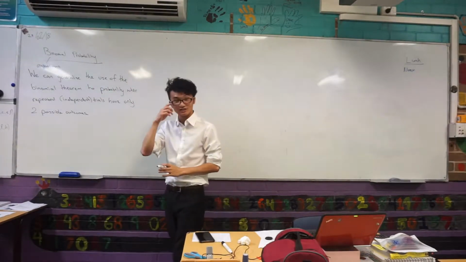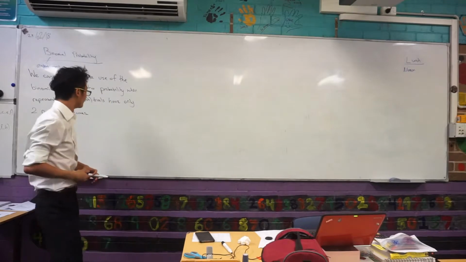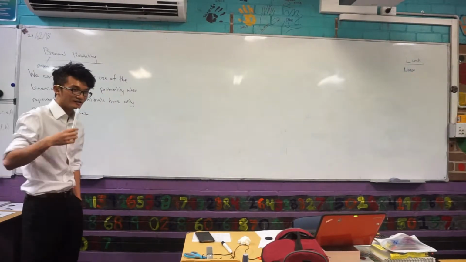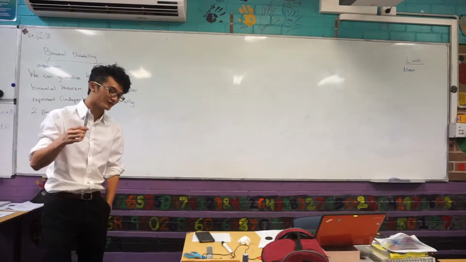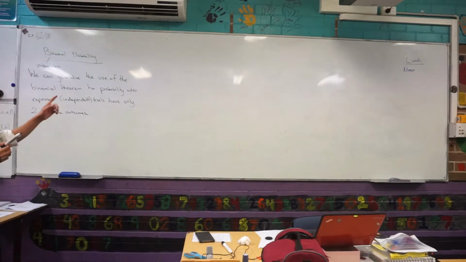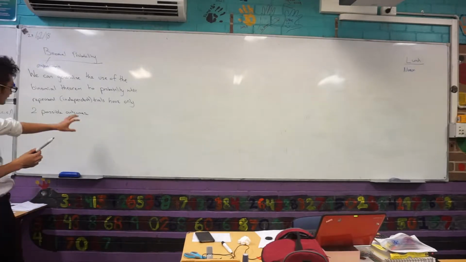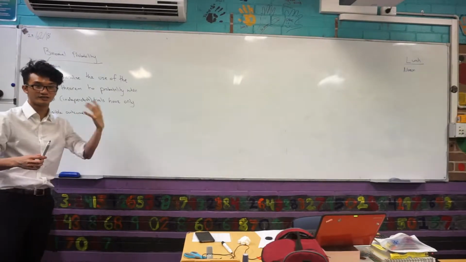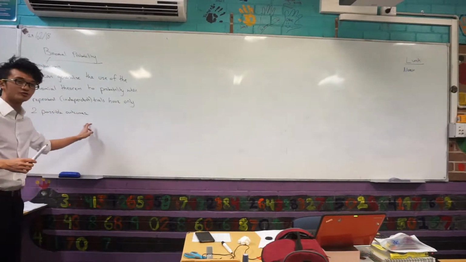But we can actually generalize this idea of the binomial theorem and apply it to probability. In a specific case though, what case is that? Well, that case is when we have two possible outcomes. So we have independent trials, we can run an experiment, but there's only two possible outcomes.